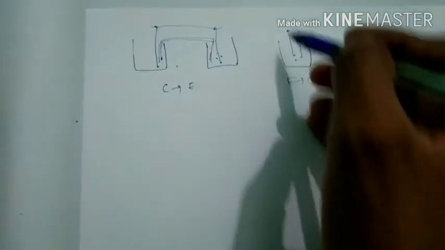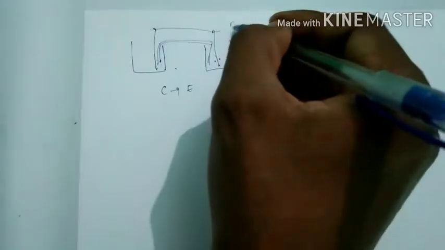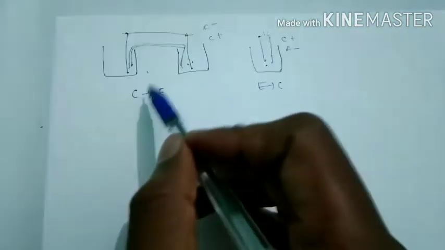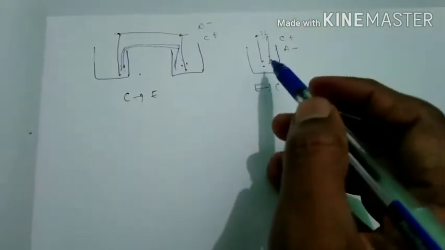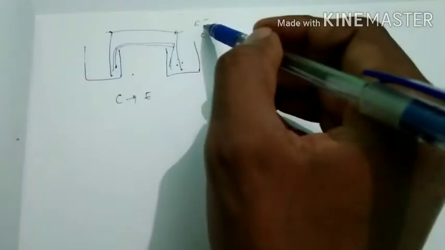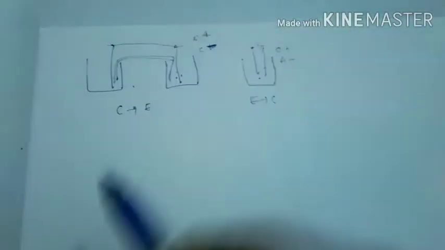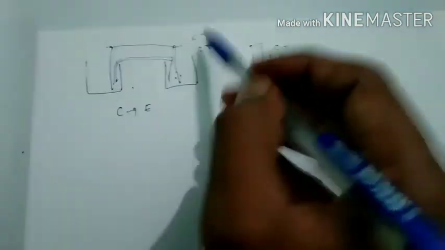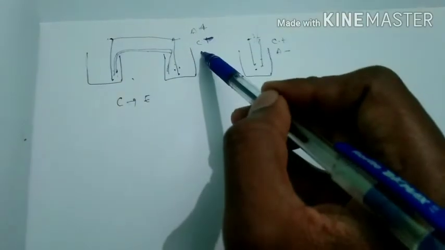Next, here cathode is positive, anode is negative. Here it is reversed: anode is positive. These are very important points. Next one, in both cases oxidation takes place at the anode and reduction takes place at the cathode. Here anode is positive, cathode is negative. So both are reverse. In the galvanic cell, cathode is positive and anode is negative, but in the electrolytic cell anode is positive and cathode is negative.